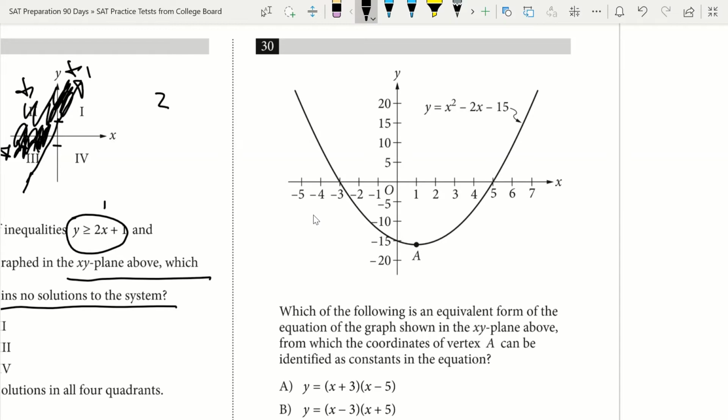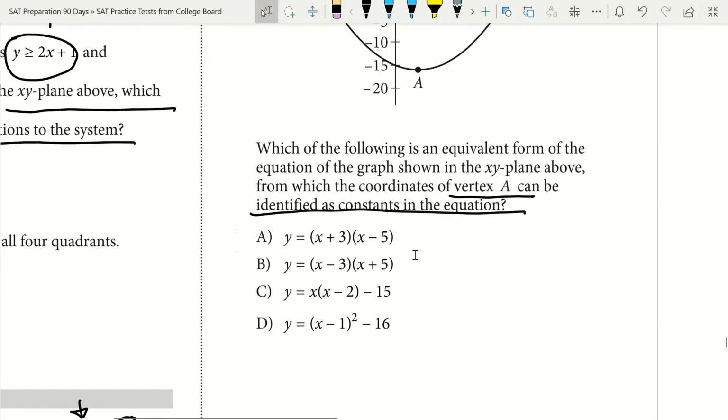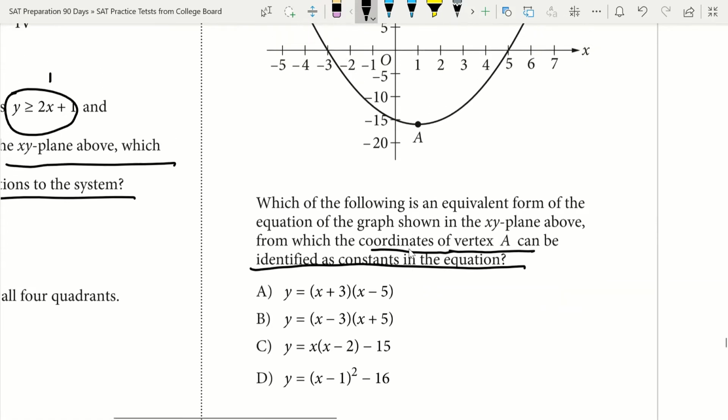All right, so which of the following is an equivalent form of the equation of the graph shown in the xy plane, from which the coordinates of vertex A can be identified as constants in the equation? This is a big thing you need to understand. Anytime you're told that you need to have something identified as a constant in the equation or as a coefficient in the equation, that means that it has to be present in that equation, right? So in this case, we need the coordinates of vertex A to be present in the equation. So let's go ahead and find the coordinates of vertex A.